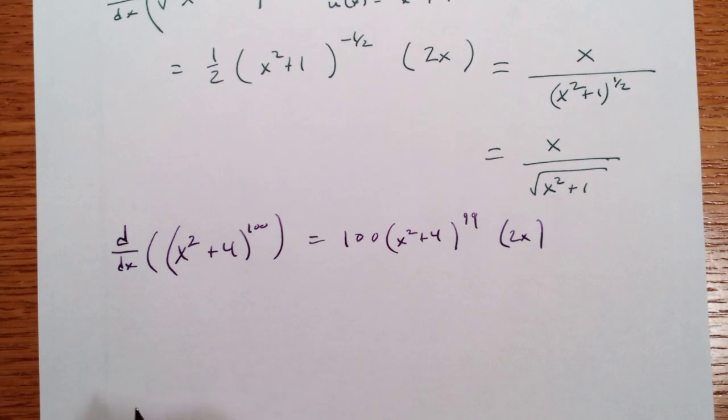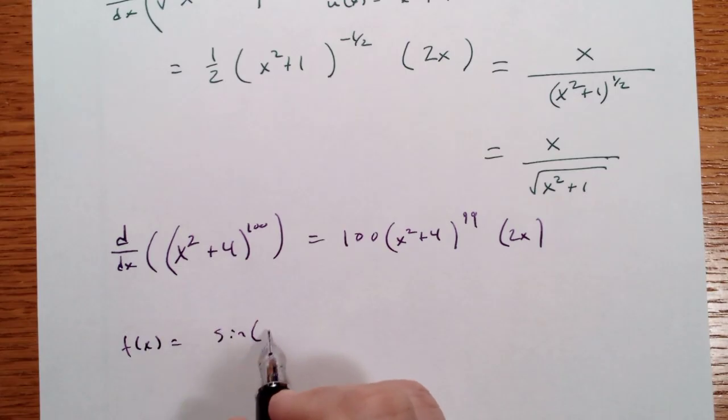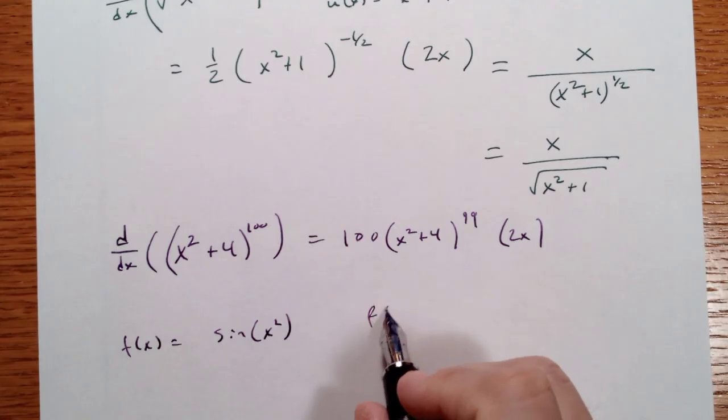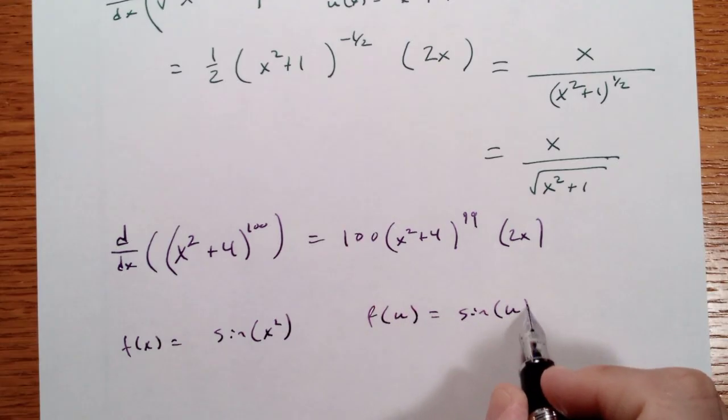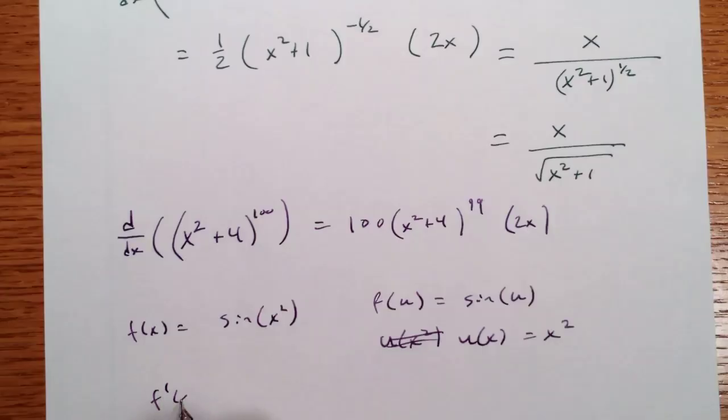Sometimes the inside and outside are clear. Here is a function. The part that's the outside is the sine. The part that's the inside, u of x, is x squared. So when I go to do the derivative here, derivative of sine, we just did this. The derivative of sine is cosine. I don't change u.